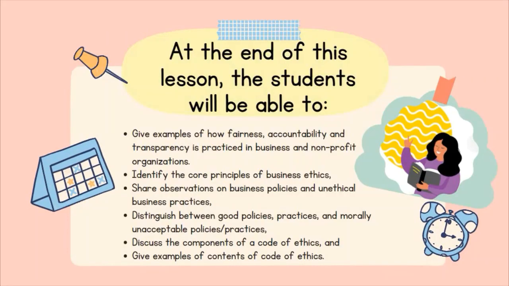Now, at the end of this lesson, you students will be able to: first, give examples of how fairness, accountability, and transparency are practiced in business and non-profit organizations. Second, identify the core principles of business ethics. Third, share observations on business policies and unethical business practices. Fourth, distinguish between good policies, practices, and morally unacceptable policies or practices.